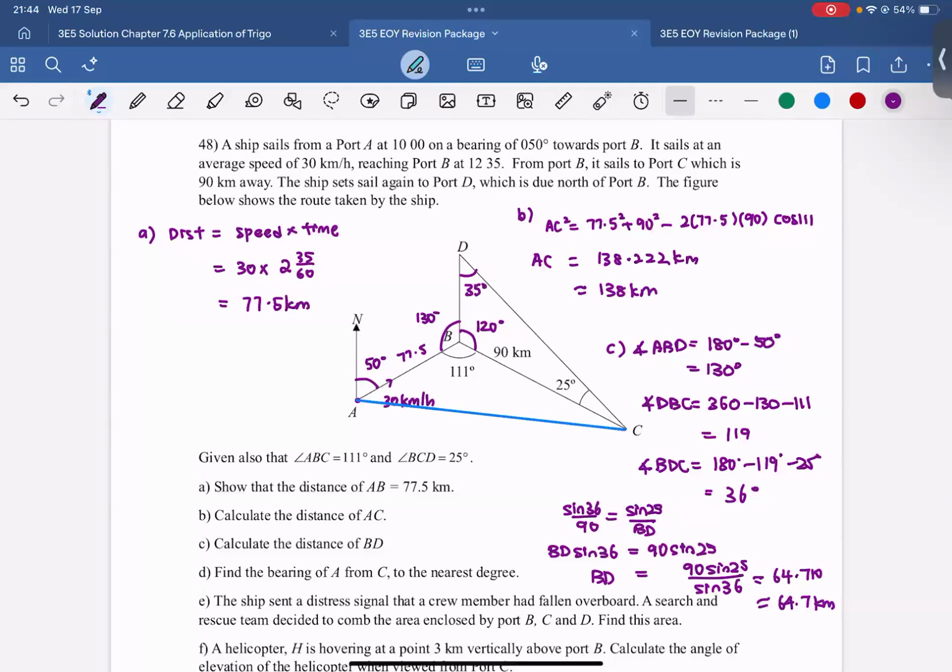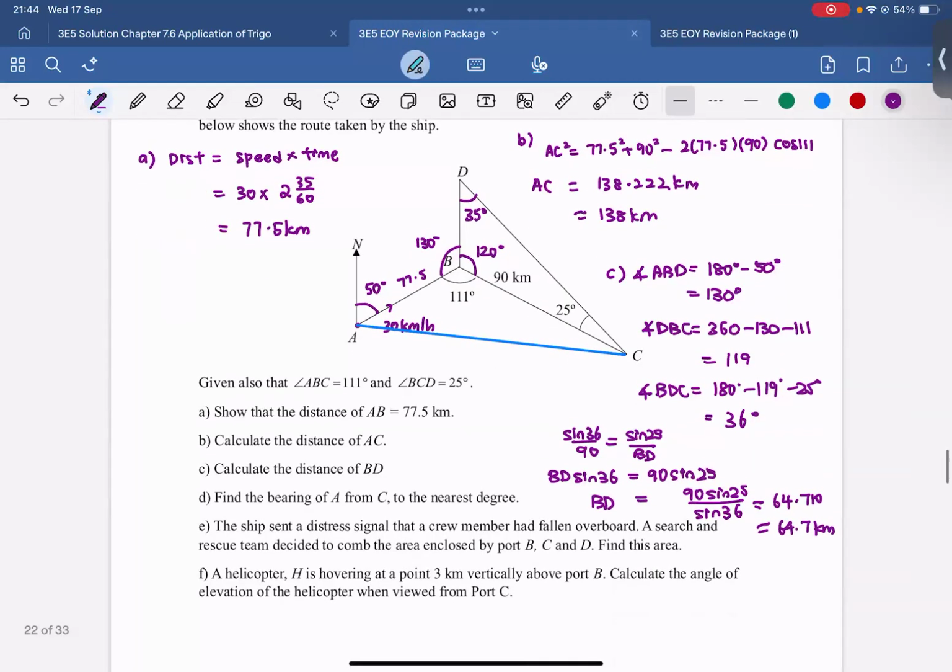Find the bearing of A from C. So draw arrow up. This is the bearing of A from C.